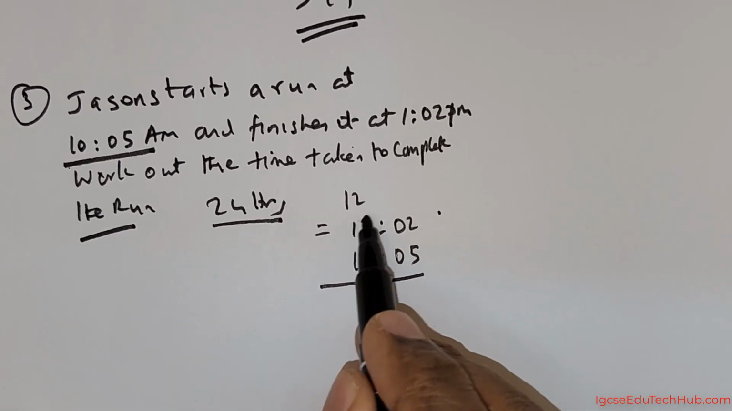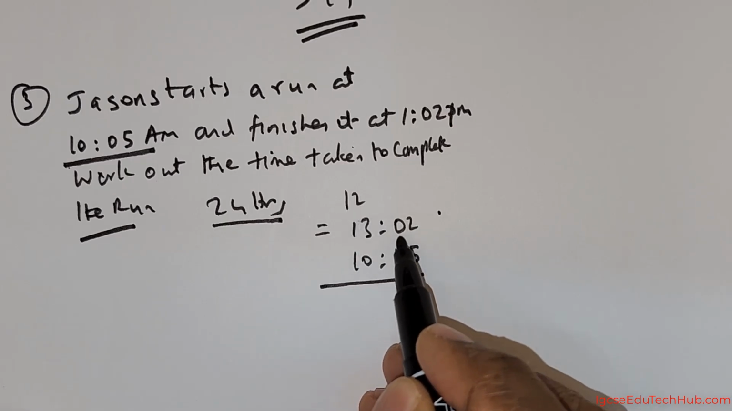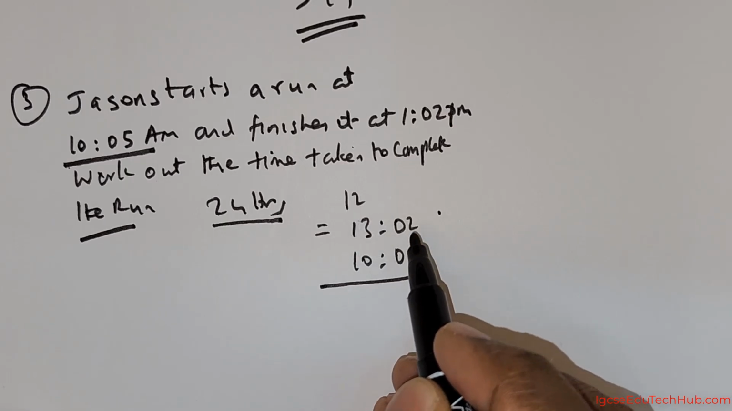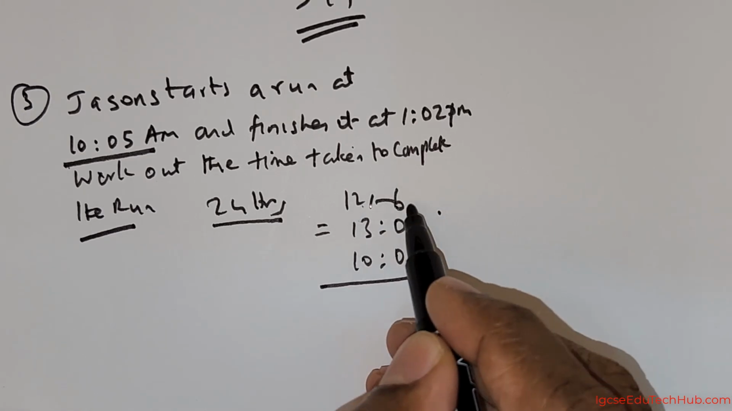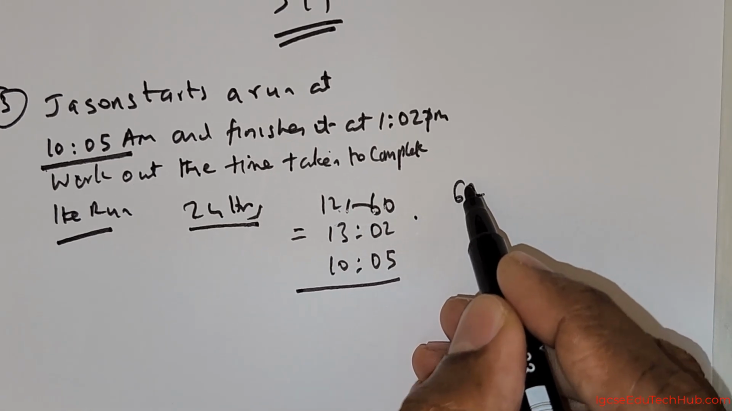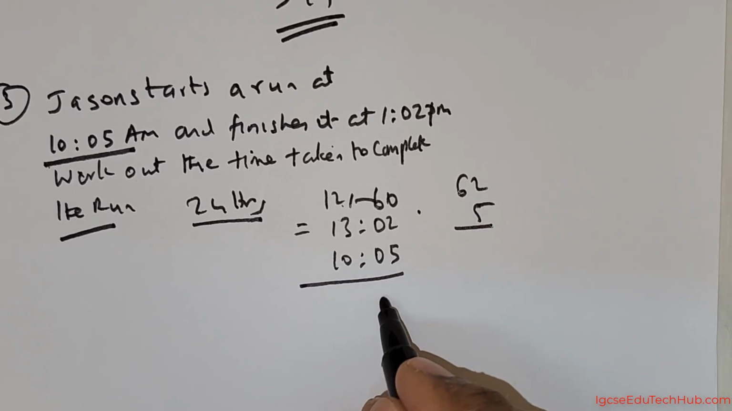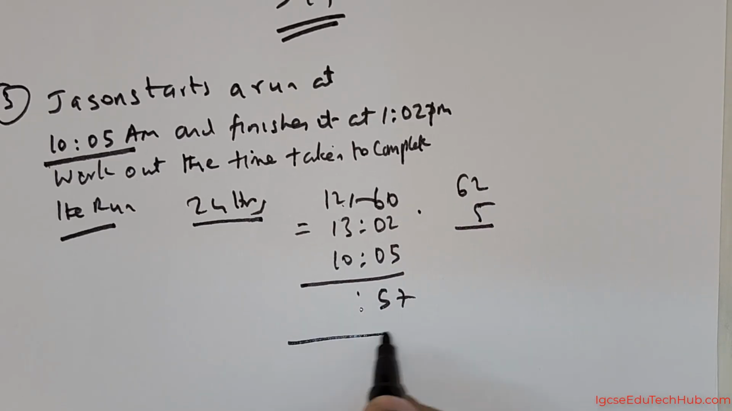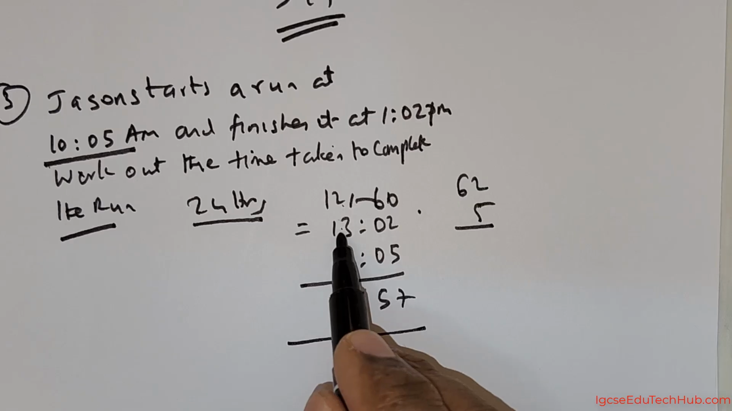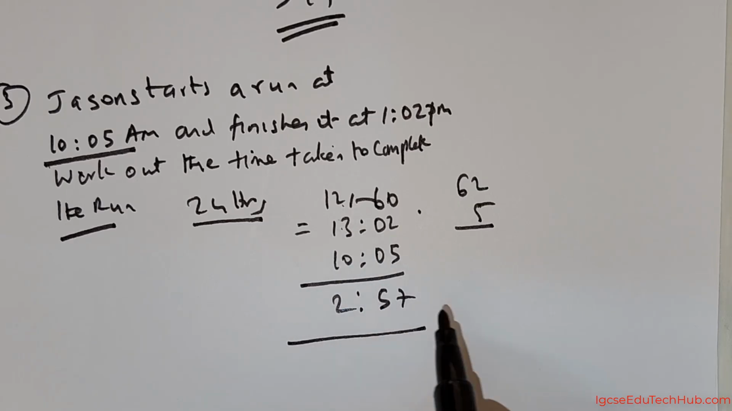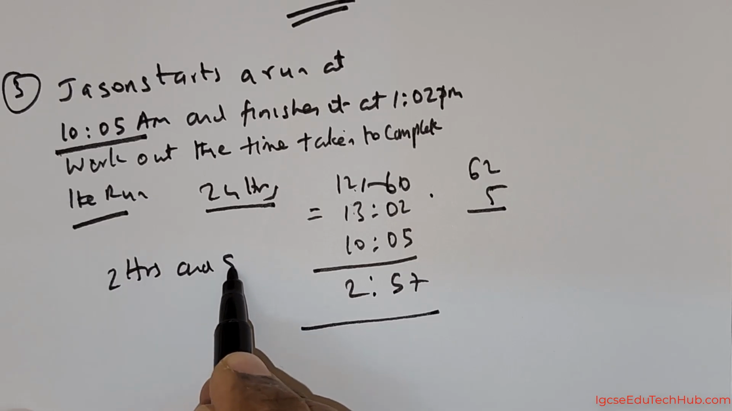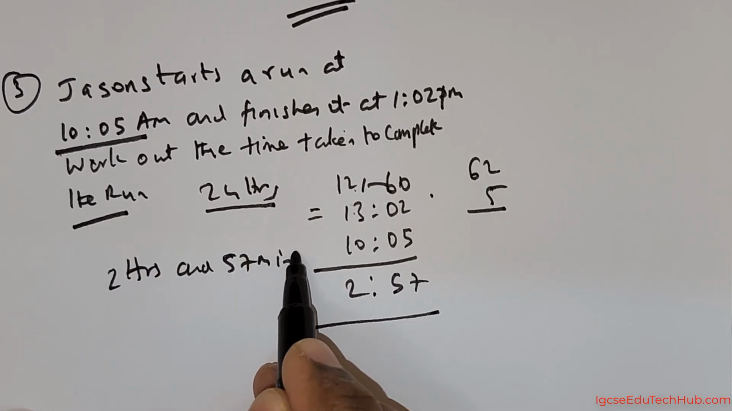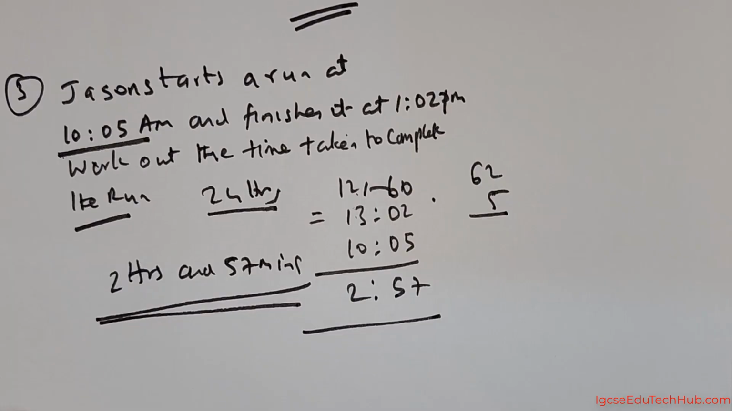10:05. Now you borrow 1 from 13 because you cannot take away 5 from 2. So when you borrow 1 hour, 60 minutes comes here. So actually from 62 minutes you're taking away 5. That would give you 57 here. Now 1 is already gone. You have 12 there. From 12 you take away 10, you get 2. So it's going to be 2 hours and 57 minutes. That's the solution for this question.